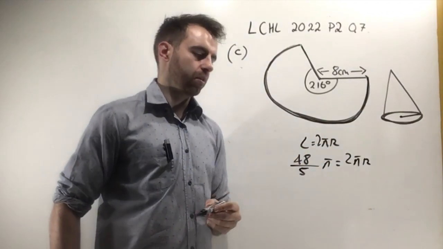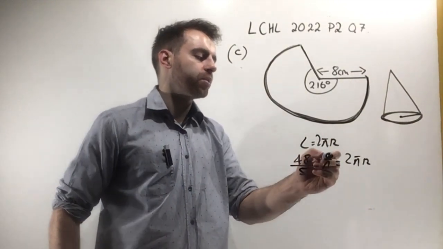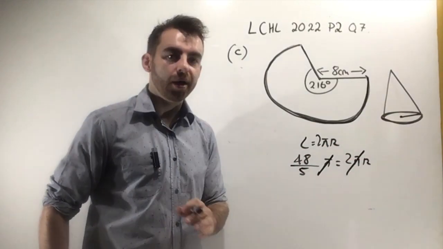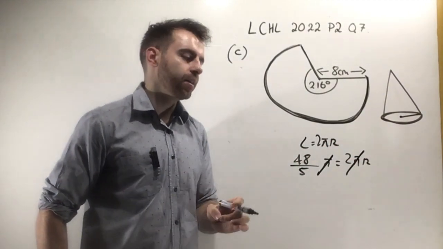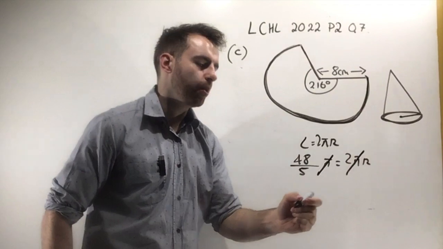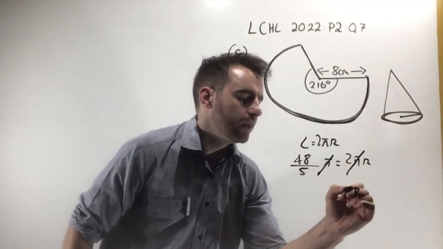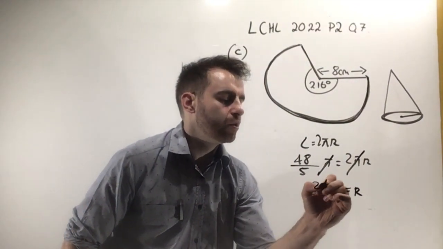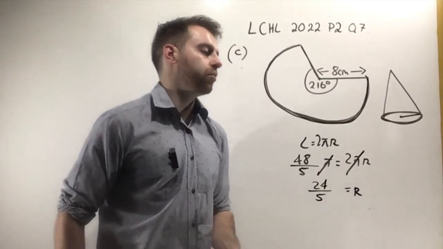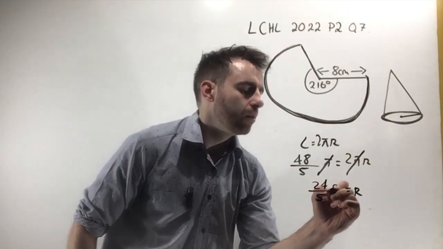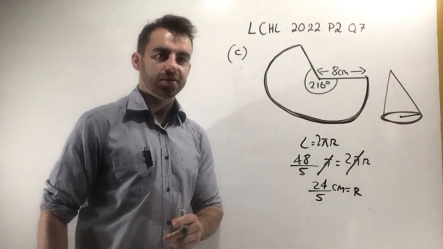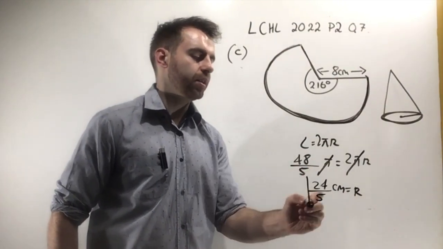radius of this circle. What I would do here is, first of all, divide both sides by pi, so the pi's are gone. Second thing I would do is simply divide both sides by 2. If I divide 48 over 5 by 2, I get 24 over 5. So the radius of this cone is 24 over 5 centimeters. And that's your final answer. That's all you needed to do.